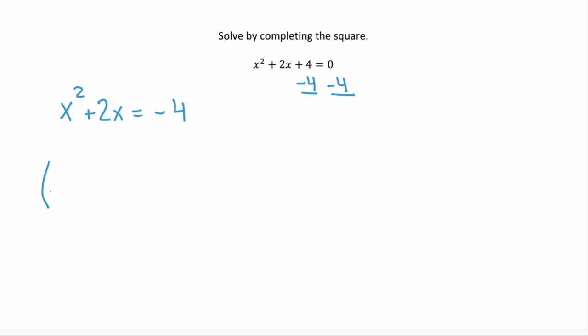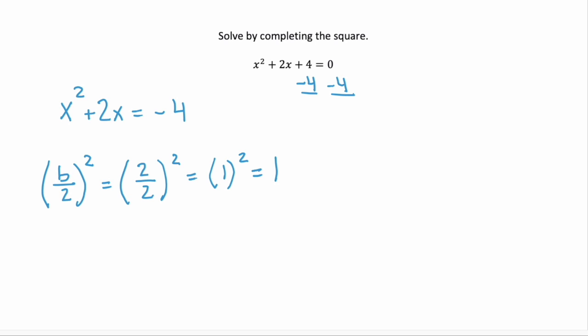And to do that, you need to find b over 2 and then square it. Well, b is 2, so we have 2 over 2 squared, or 1 squared. And to complete the square, we're going to add 1 to both sides.